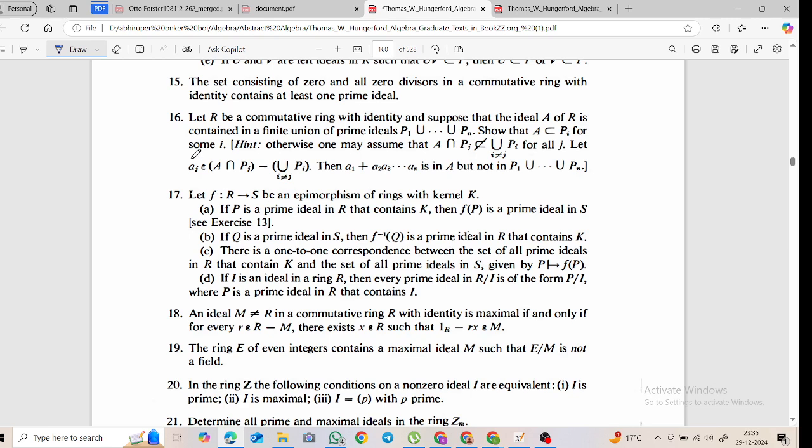Okay, so this is an excellent problem, and soon, probably in a commutative algebra course, you will see that the collection of all zero divisors is basically a union of some prime ideals, not all, some prime ideals. So how to prove it?